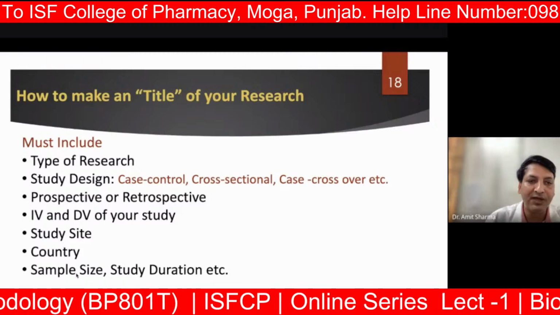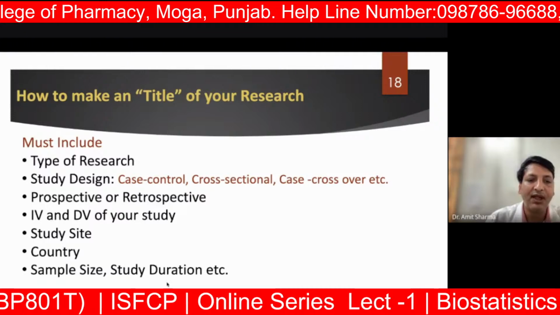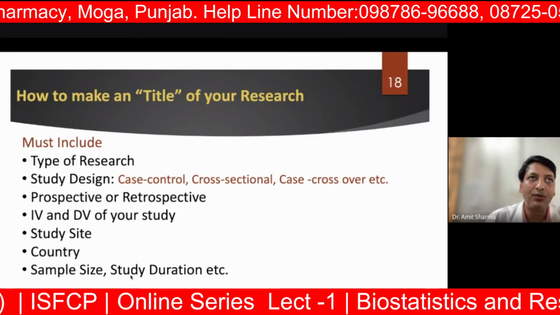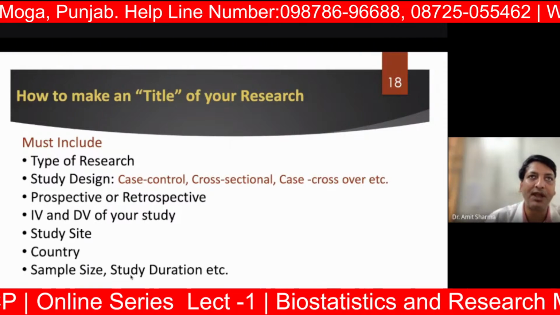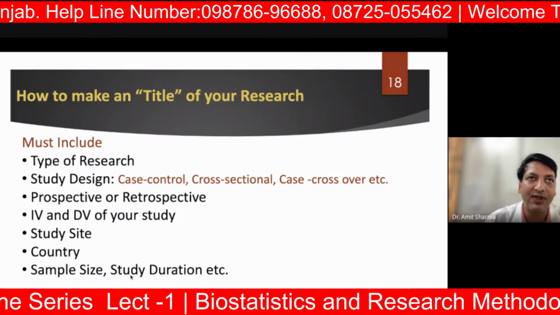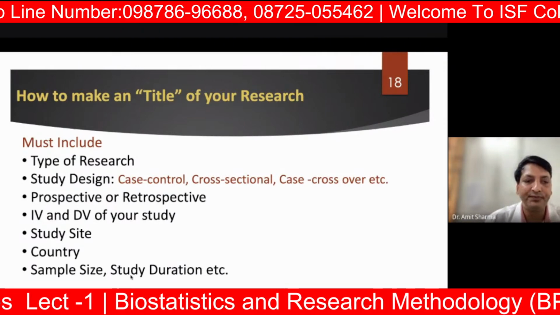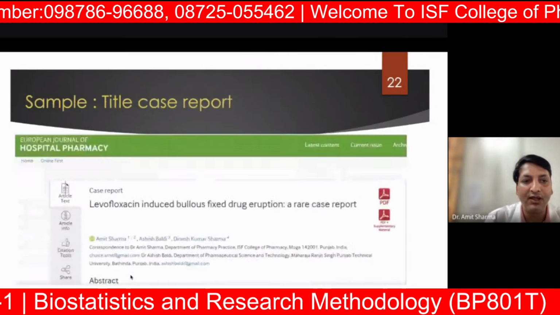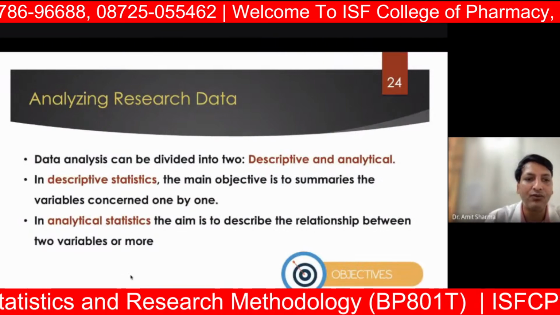If your sample size is good and justified, then add the sample size. Otherwise, no need. And if you think your study duration is going to give a positive effect to your research paper, then add it. For example, if my study was conducted over a longer duration, at least 5 years, then you can add 5 years. If it is only 5 months, I will not add the study duration in the title. So this is the way we make a title.